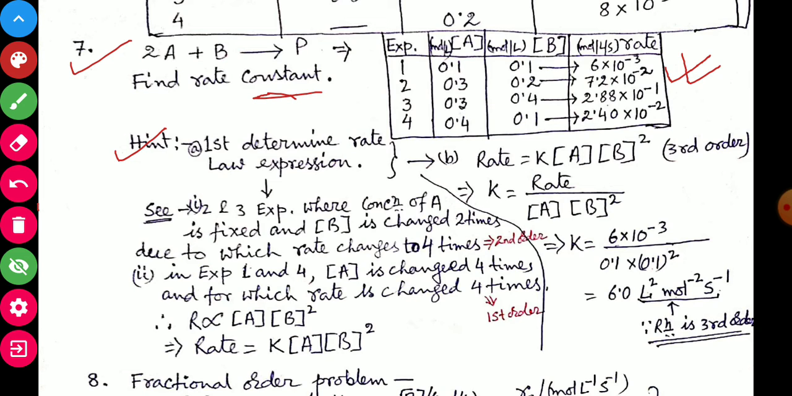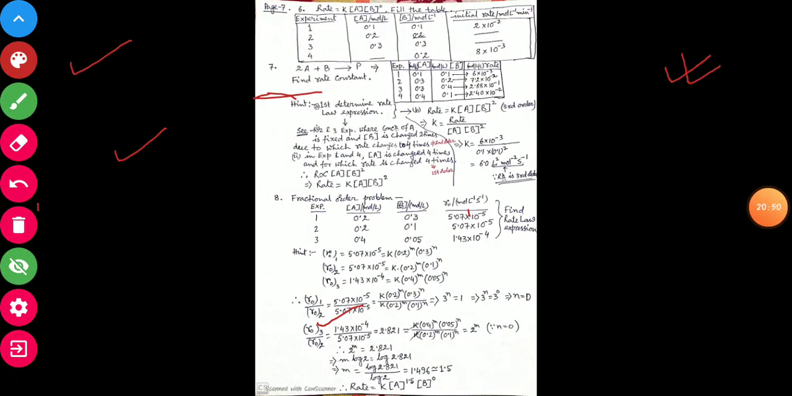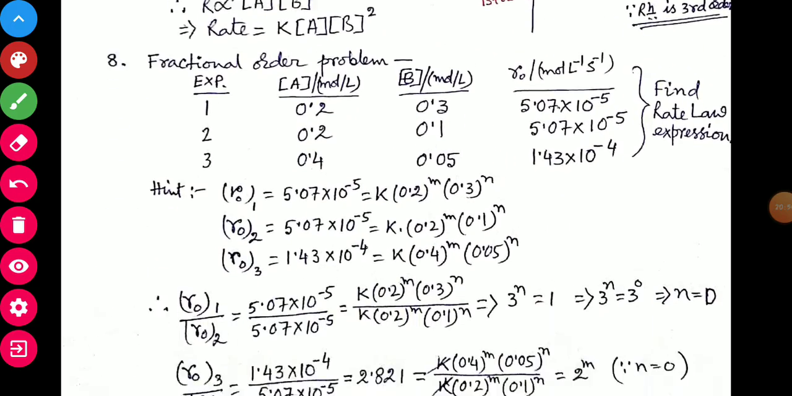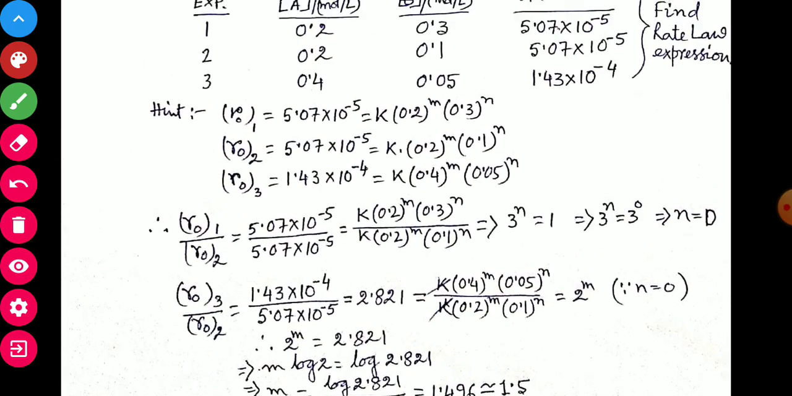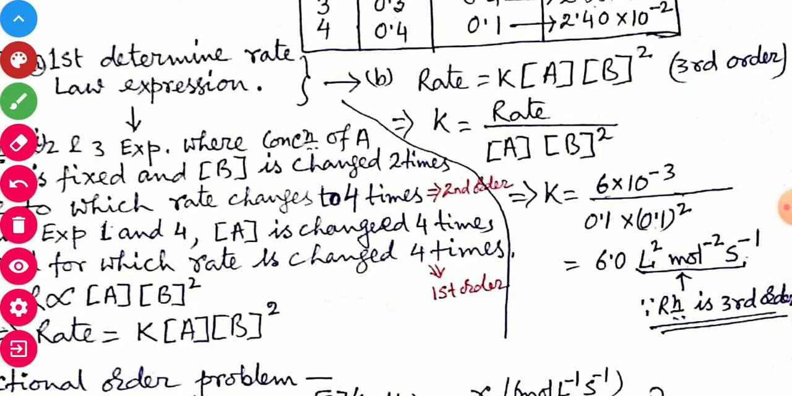So, the rate expression will be: rate is directly proportional to molar concentration of A to the power 1 into molar concentration of B to the power 2. That implies rate equal to K into molar concentration of A into molar concentration of B to the power 2. Rate is given as K into A into molar concentration of B to the power 2, a third order reaction.